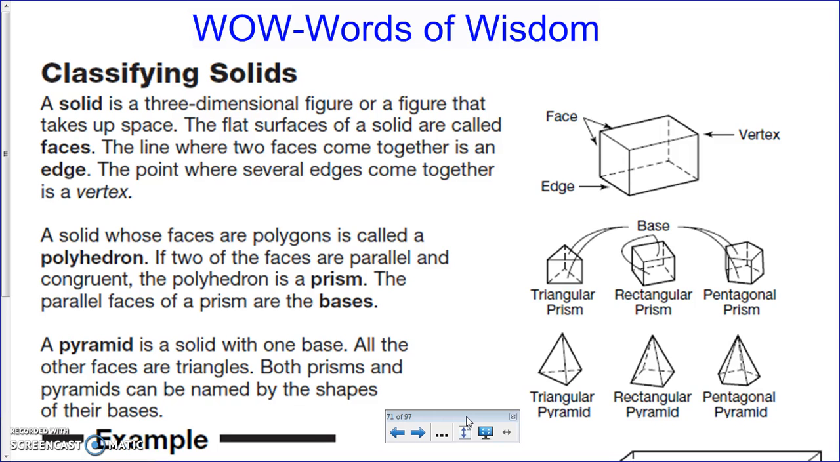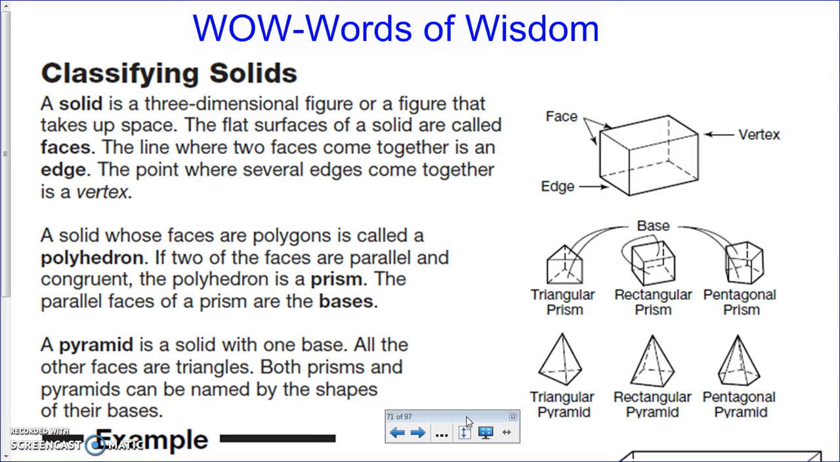If two of the faces are parallel and congruent, the polyhedron is a prism. The parallel faces of a prism are the bases. It doesn't always have to be sitting on the base. Sometimes you'll see them sitting on their side. So as you're looking and classifying the shapes, make sure you find the two opposite sides that are parallel and congruent, and those are your bases.